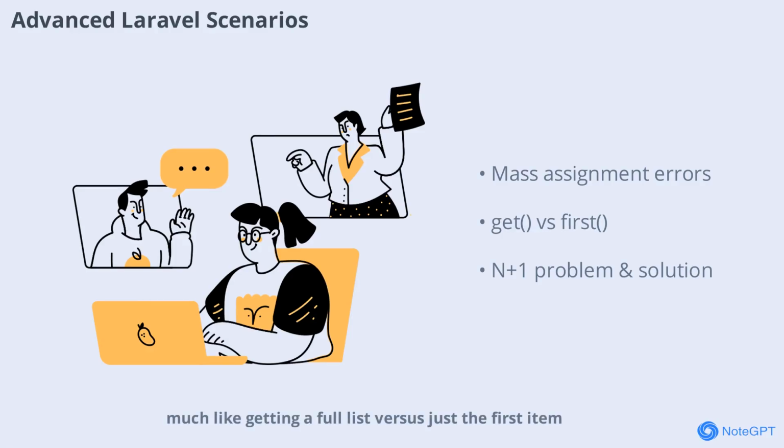The N+1 problem arises when multiple unnecessary queries are made, similar to making repeated trips to the shop instead of buying everything at once. To optimize this, use eager loading with with, which is like buying all your groceries in one trip. Mastering these scenarios is crucial for efficient Laravel development.